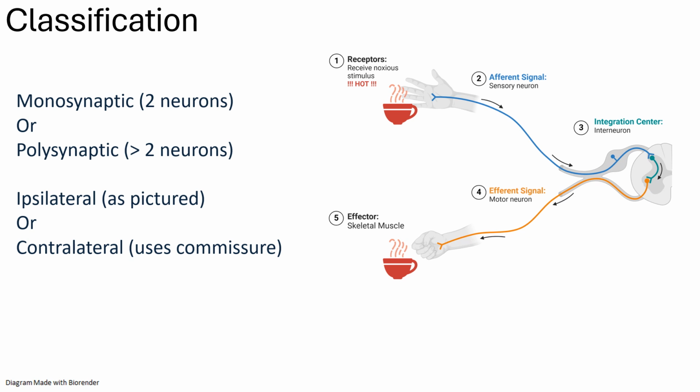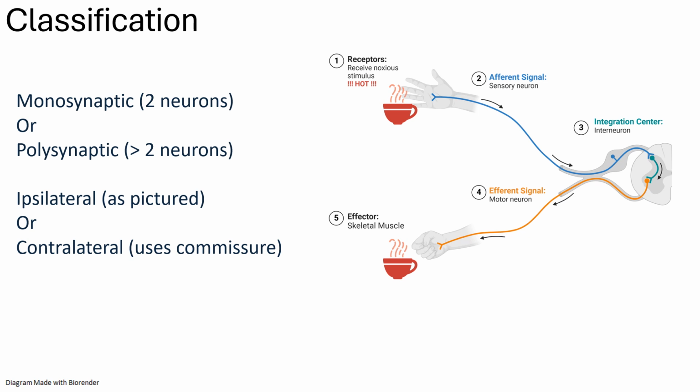We just looked at a polysynaptic spinal reflex. A polysynaptic spinal reflex has at least 2 synapses and therefore at least 3 neurons, so more than 2 neurons. There are simpler spinal reflexes, which are referred to as monosynaptic, and these have 2 neurons and 1 synapse.